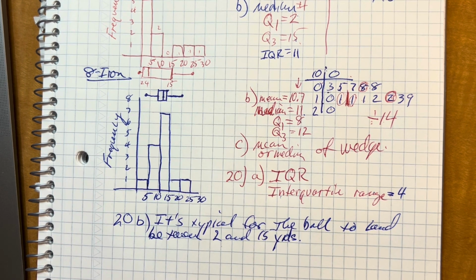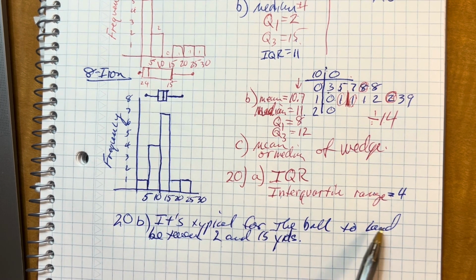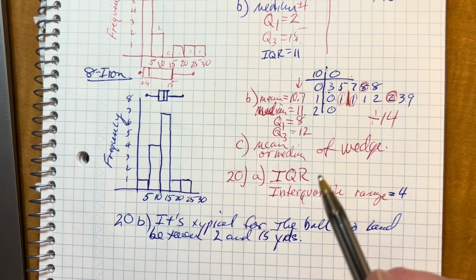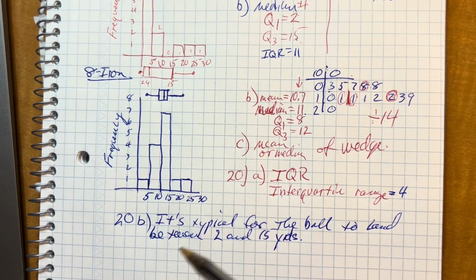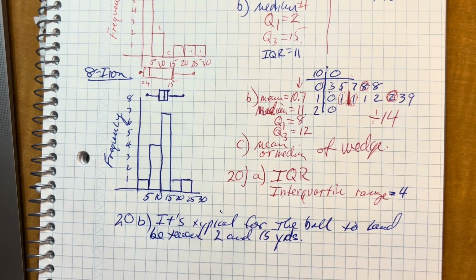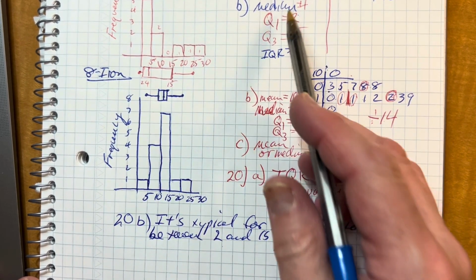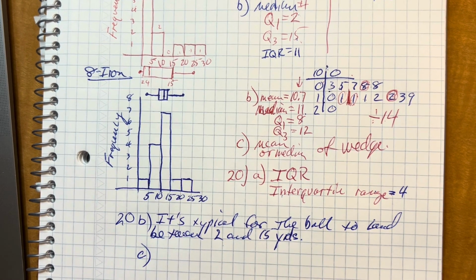Compare the interval of distances from the 8 iron. This is the 8 iron. No, this is part B, let's go back. 8 and 12 yards from the hole, correct. This is indicated by the box plot IQR. If Josh decides to use the wedge, what is a typical interval? The wedge is between 2 and 15 yards. There you go, we were right. Let's go on to part C.